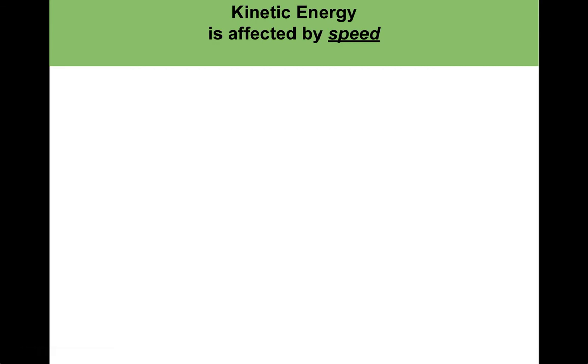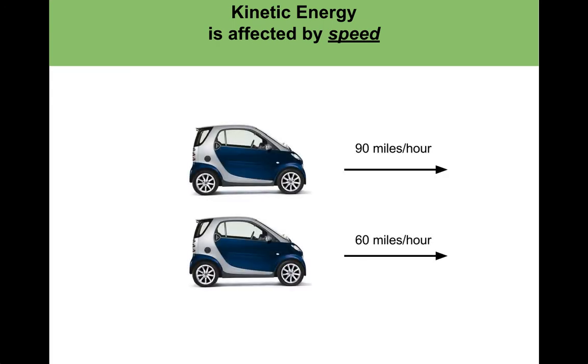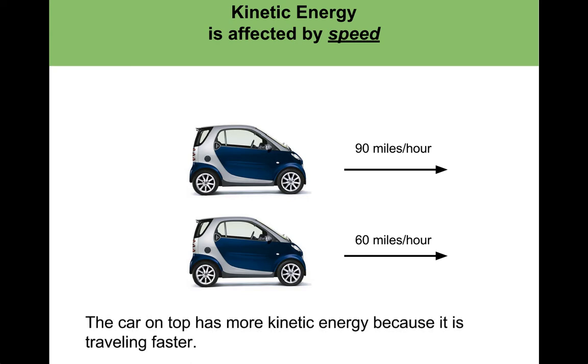So kinetic energy is affected by speed. So potential energy is affected by height. Kinetic energy is affected by speed. So if we have 2 cars, one car is traveling at 90 miles per hour and the other car is traveling at 60 miles per hour. Okay, it's the exact same car. The car on top has more kinetic energy, so this car has more kinetic energy because it's traveling faster. So again, that is the most kinetic energy. That one's the least kinetic energy.